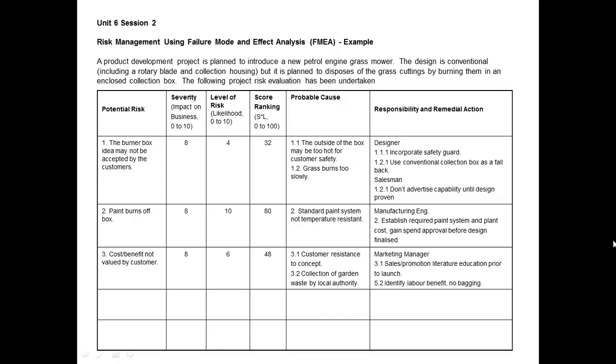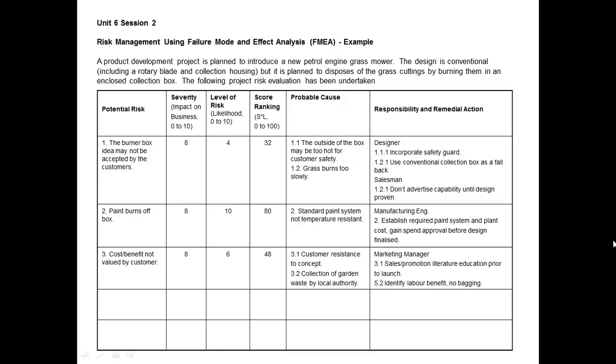Let's look at a different type of risk. Number 2 here, paint burns off the box. So obviously the paints that we have been using for the existing lawnmower didn't have to experience high temperature. If we were to use the same paints for the new design, then it's pretty clear that the paint is going to burn off the burner box. Again, that would be quite severe. The customer is definitely not going to like that.